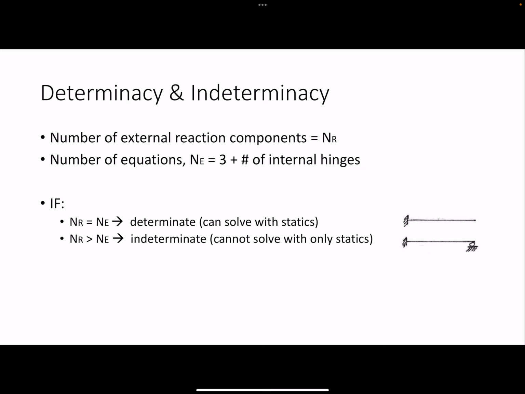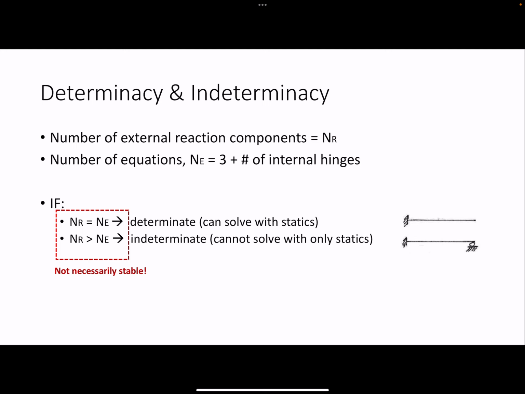So the number of internal hinges provides us with an extra equation. We call that the equation of condition, and that condition is that moment is equal to 0. Let's see, I didn't spell that out on there. Well, we'll see that later.